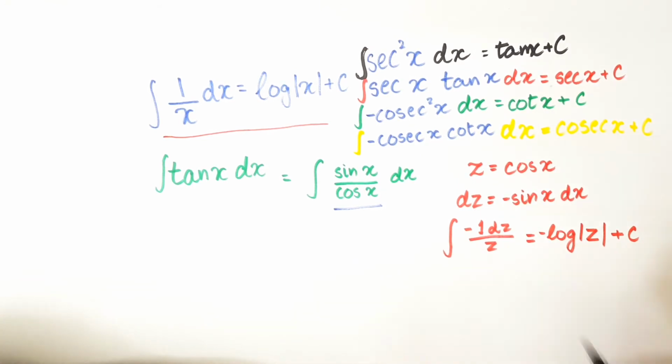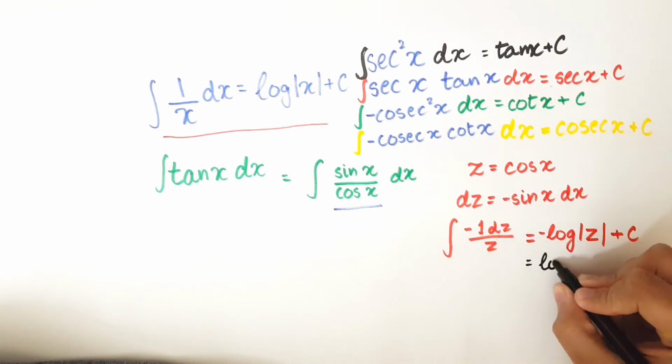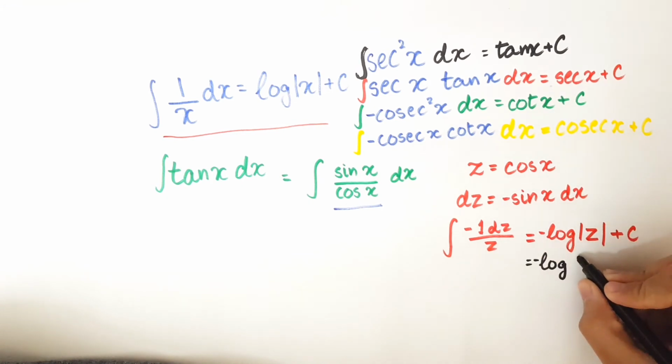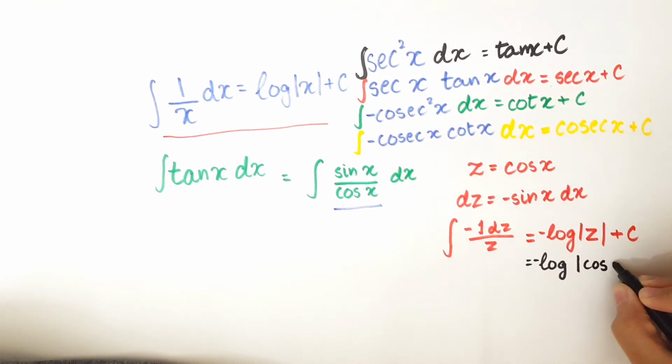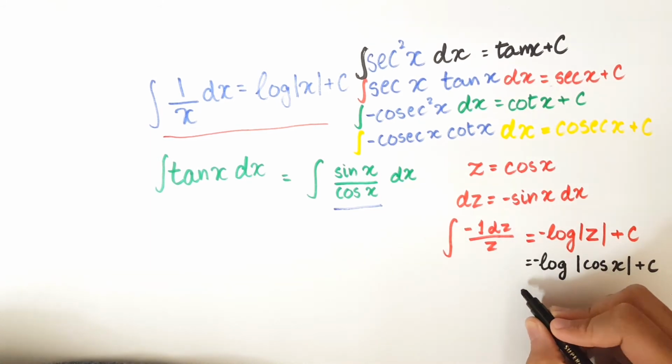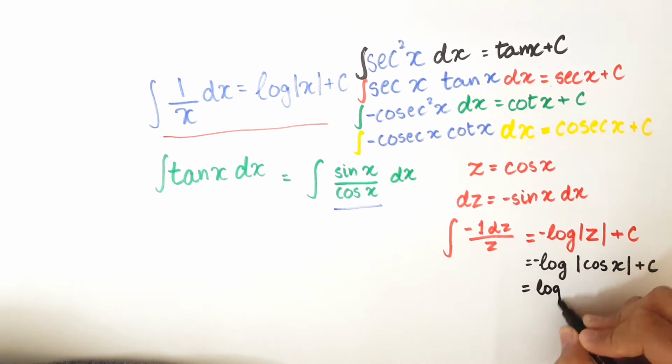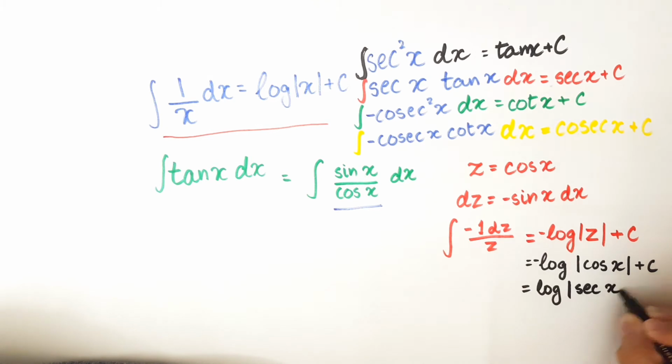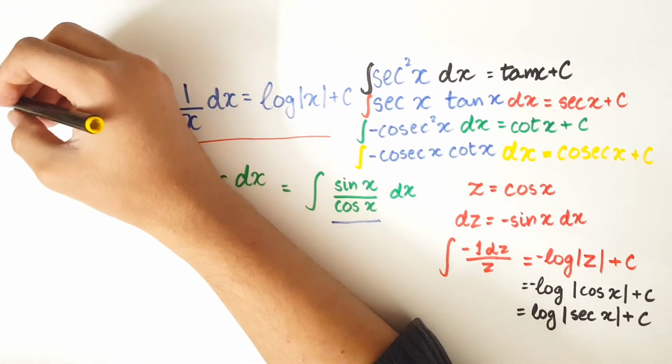which is basically the negative of the log of cos x plus c. Or we can also write it as the log of sec x plus c. I use the basic logarithmic function over here. Cos x is 1 by sec x, so minus log cos x is equal to plus log sec x. Let's integrate cot x now, shall we?